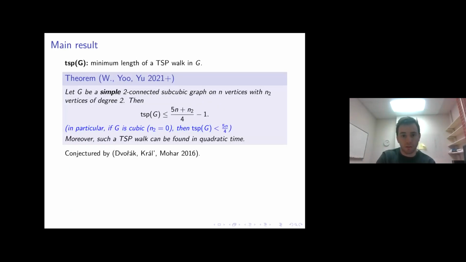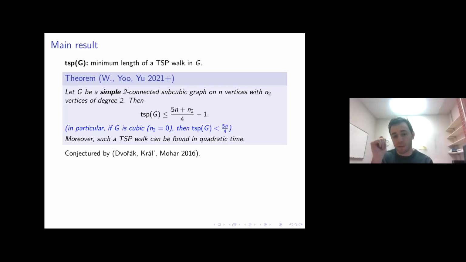So I think now we understand the context of where this result lives. I'm okay with introducing the main result. Our result says, let G be a simple 2 connected subcubic graph on n vertices, and let n_2 denote the number of vertices of degree 2. Then TSP(G), the minimum length of a TSP walk, or the optimal, is at most (5n + n_2)/4 - 1. In the special case, if G is cubic, n_2 is equal to 0, and we still get a bound for cubic graphs. And we can find such a TSP walk in quadratic time.